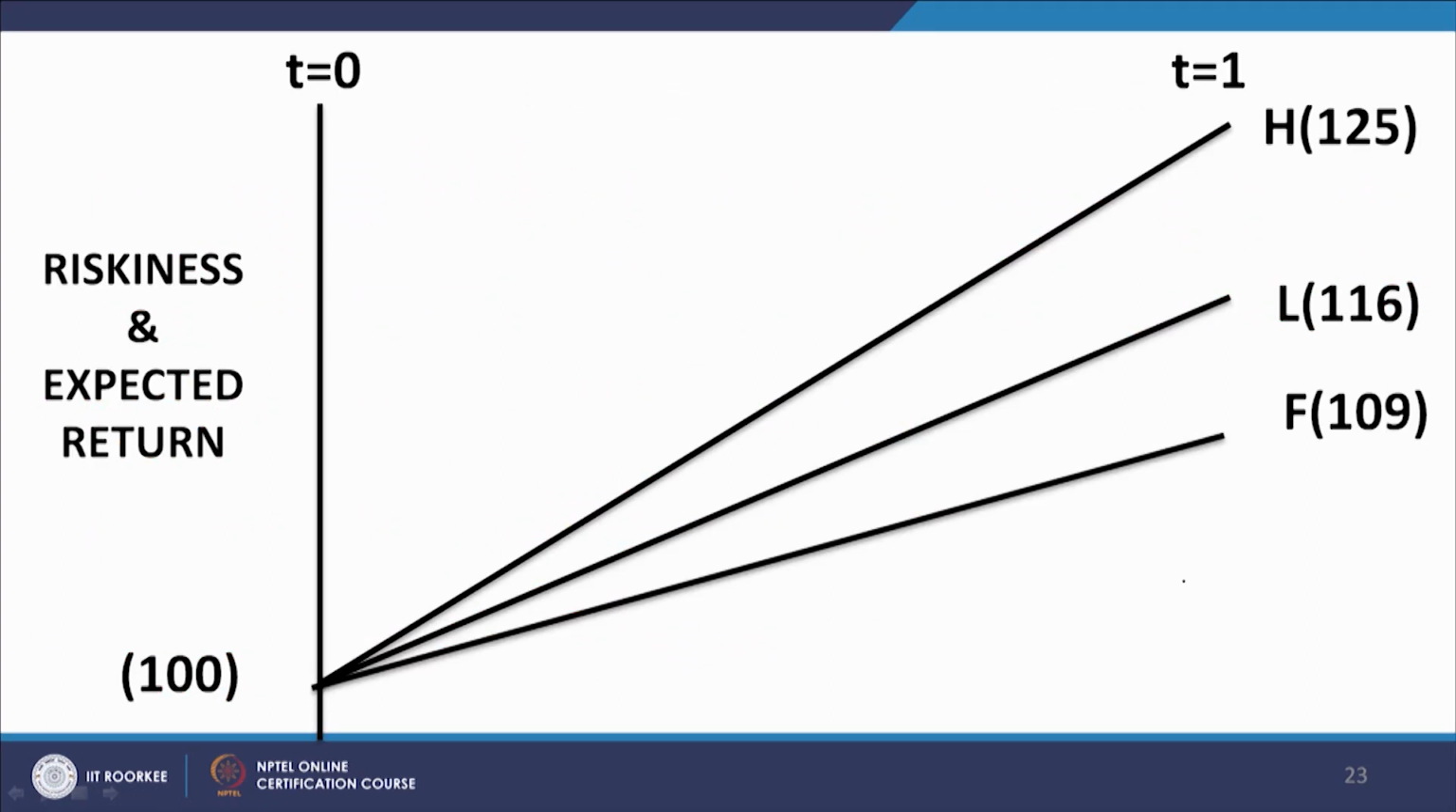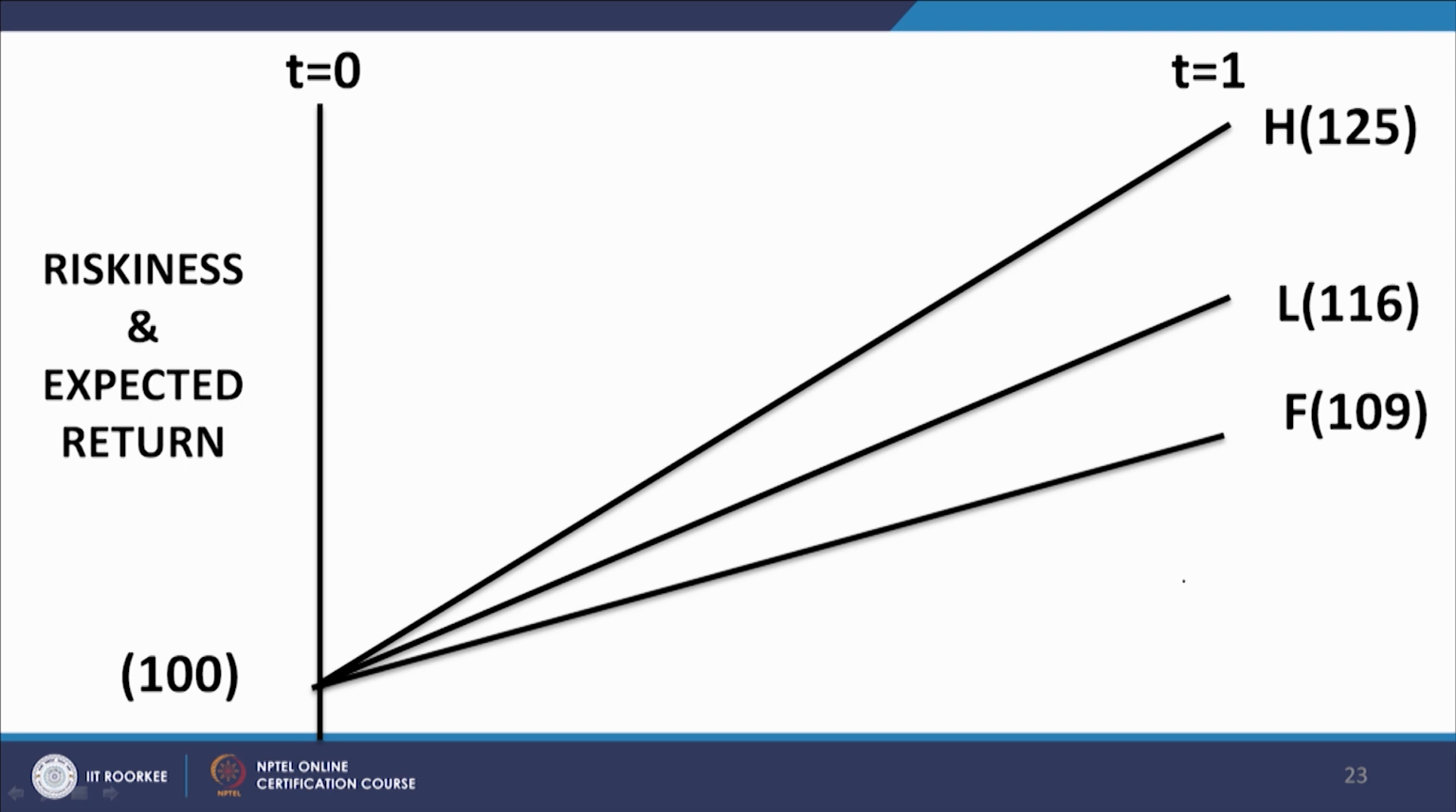Again, we have three assets. We have the asset H, which is the highest risky asset, the asset L, which is the intermediate risk, and we have the asset F, which has the lower risk. All of these three assets are being traded as of today at 100. Now, what happens to the future values or the values at t equal to 1?